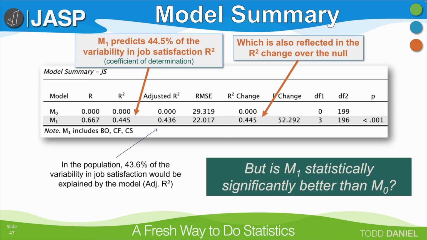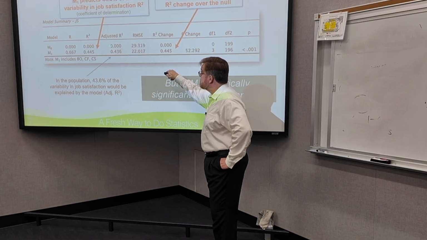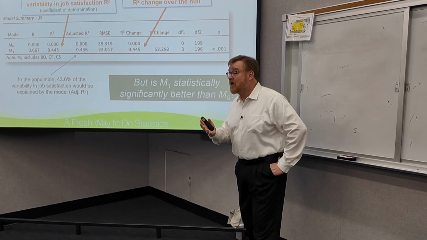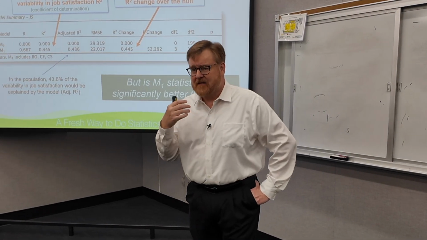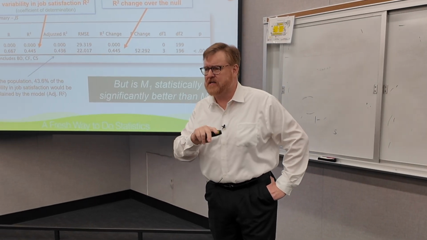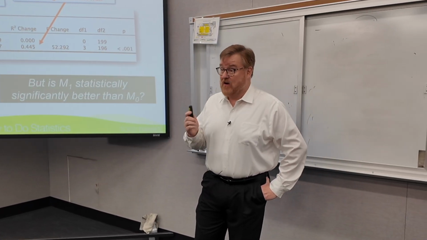The adjusted R-squared tells us something about the population. For our sample, 44.5%, but in the population we'd expect about 43.6% of the variability in job satisfaction could be explained by our model. That's based upon the R-squared value for this model. So we know that there is an improvement in predictive ability based upon adding the 3 predictors that we did for our model. However, we still want to know whether that R-squared change is statistically significant.